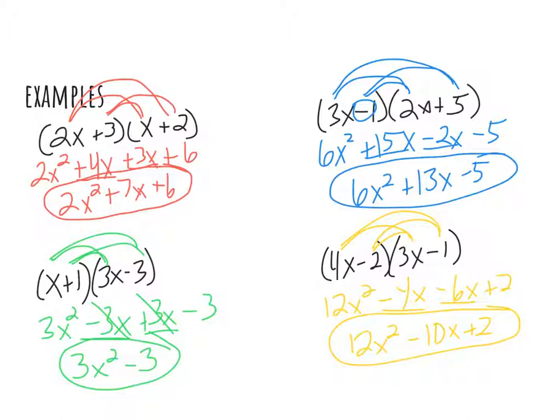When I combine my like terms, something different happens here. My negative 3x plus 3x, those are going to cancel each other out. And all I'm left with is 3x squared minus 3.